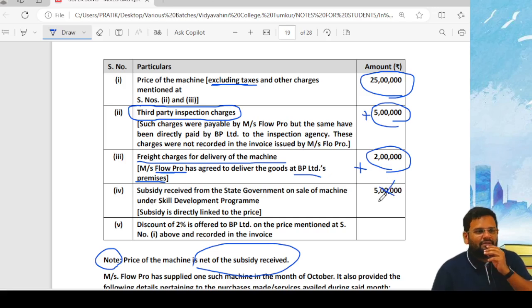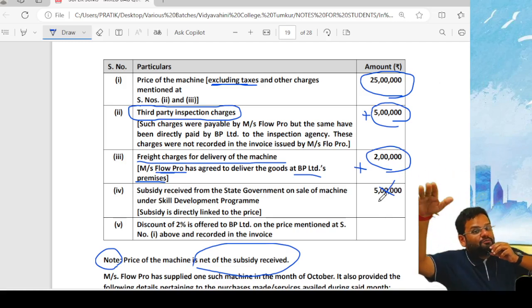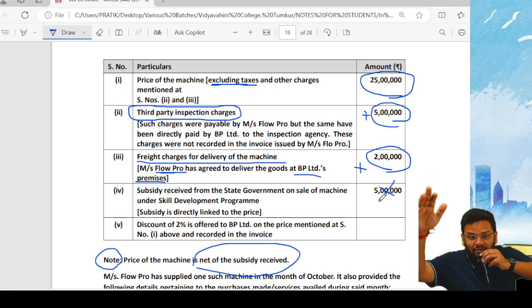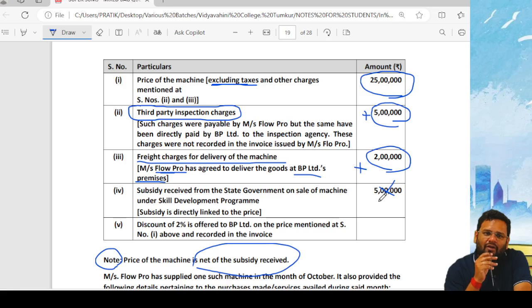Do you agree with me? 25 lakh is after subsidy. If 25 lakh was before subsidy, it would have been 30 lakhs. Then we would have subtracted 5 lakhs. But the given price is already after subsidy. And anyways you want to exclude subsidy. So state government subsidy is already deducted. So don't do anything. If this was NGO subsidy, then we would have added it.